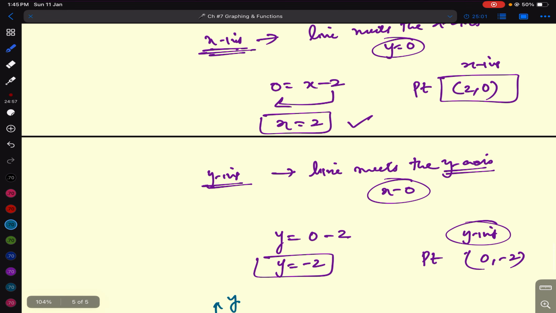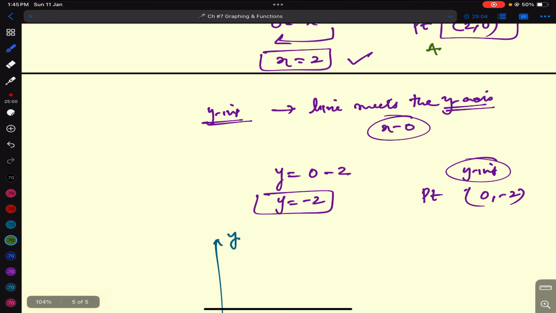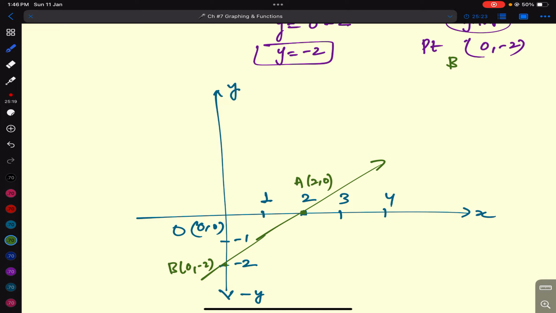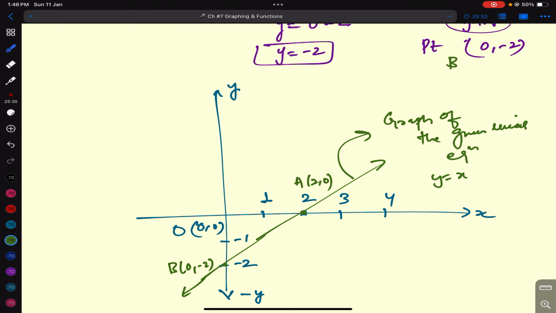Let me label that as A and let me label that as B. So A here is (2, 0), right? Which is this point, and B here is (0, -2). So the line becomes like this. Okay, so this is your graph of the given linear equation, which is y is equal to x minus 2, which is a straight line graph basically.